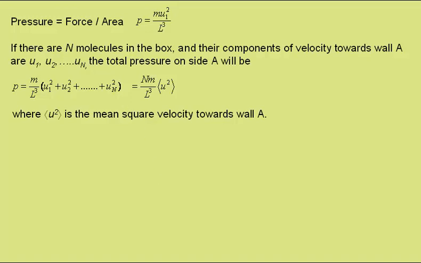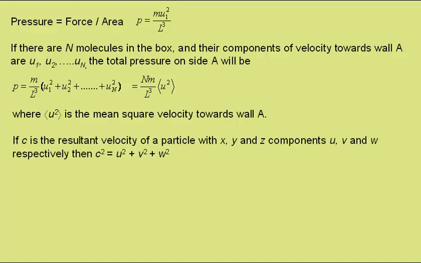The particles won't just be bouncing back and forth between walls A and B, they'll be going in all directions, and we can say their actual velocity has a value c. So if c is the resultant velocity of a particle with x, y and z components u, v and w, where u is the velocity in the x direction, v the velocity in the y direction, and w the velocity in the z direction, then we can say that their actual velocity squared will be equal to their x component squared, which we call u squared, their y component squared, which we call v squared, and their z component squared we'll call w squared.